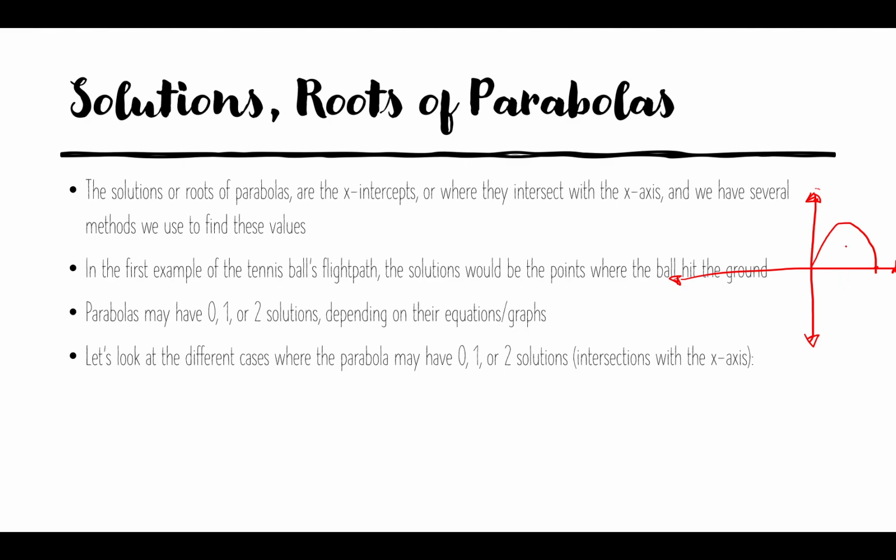Parabolas can have 0, 1, or even 2 solutions, depending on their equations and graphs. So, let's look at the different cases where the parabola may have these different numerical 0, 1, or 2 solutions. And throughout the rest of this video, just keep in mind that the solutions or roots are just the intersection of the parabola with the x-axis.